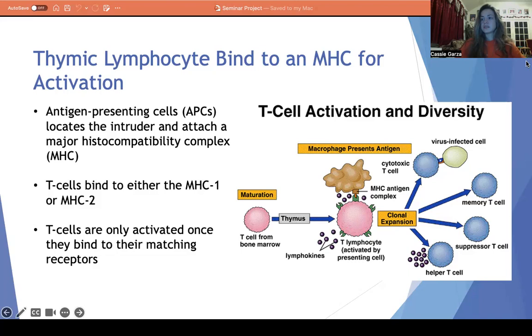So let's see if I missed anything here. Yeah, that's about it. So you will get the T cell depending on what MHC antigen complex, which again is attached by these antigen presenting cells. And those MHC complexes are what the T cells are actually able to bind to. T cells are only activated once they bind to their matching receptors. If they fail to bind, then there's not going to be any reaction, and that's just to ensure that you have the right T cells interacting with the right pathogens.